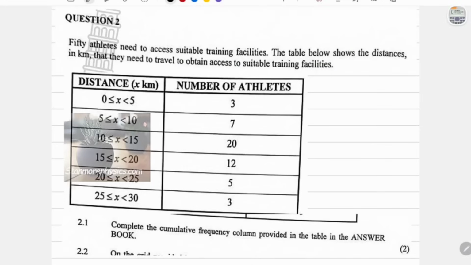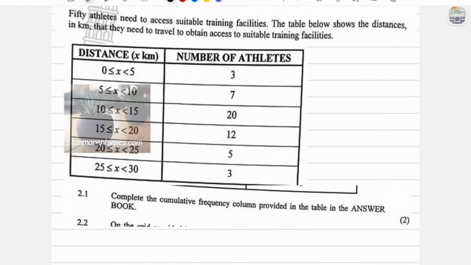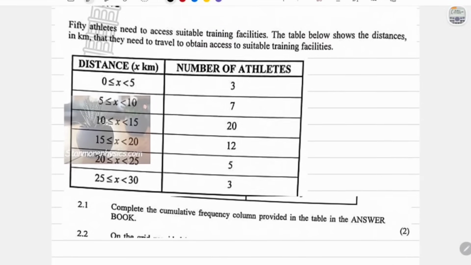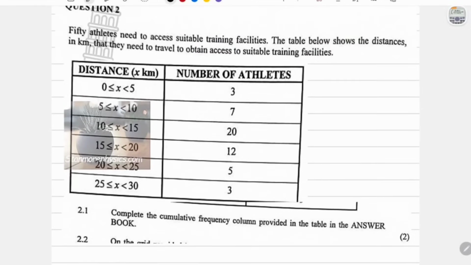Okay, so people are training and they're just showing the kilometers that they need to travel to reach these training facilities. So we have, the first question says, complete the cumulative frequency column provided in the table in the answer book. I don't have an answer book. I did manage to find graph paper though for the next question. So we'll work with that.